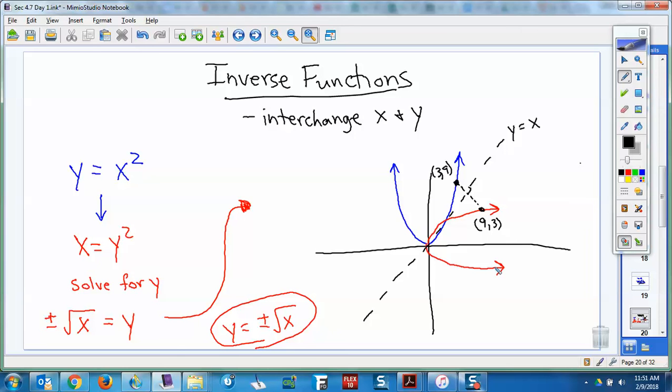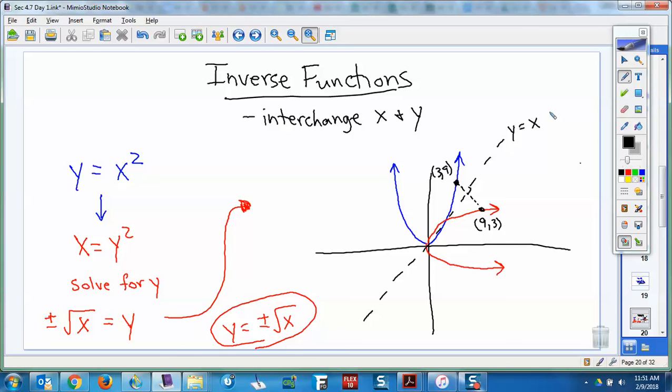Now, the problem, and then of course you look at some points on it like 3, 9, 9, 3, they're reversed, right? And then there's this black line, the y equals x line, that it's like a mirror, right? It's a reflection. It's a reflection in the y equals x line, because the x and y are interchanged. Okay, so if you draw that in, you can kind of see that mirror reflection. Now the problem is that that red graph is not a what? Function. It's not a function.